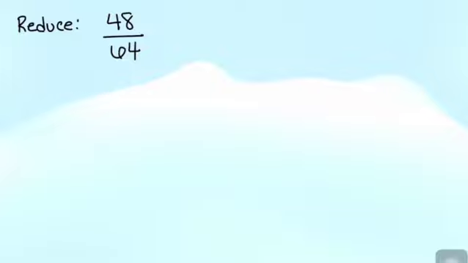This video is going to run through operations with fractions. Let's start by reviewing how we reduce or put fractions in lowest terms. The basic idea is if we want to reduce a fraction like I have here on the screen, 48 over 64, we have to find common factors, numbers that we can divide out of both the top and the bottom.